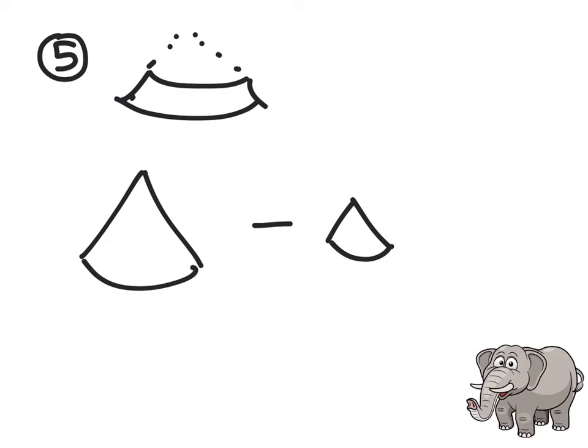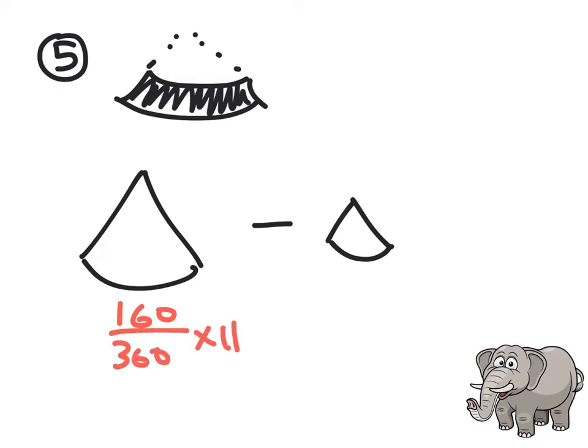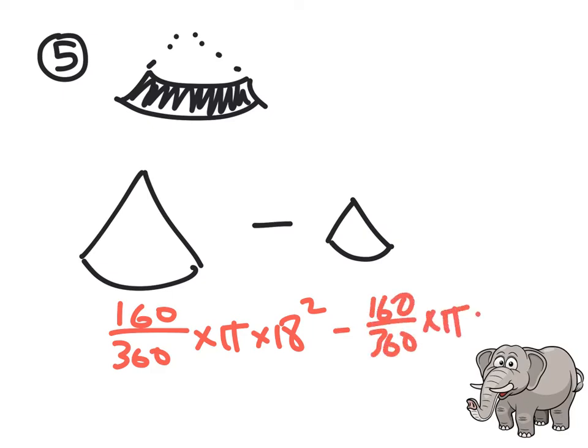Question 5, calculate the shaded area, this area here. Well, that's found by taking the big sector here and then subtracting the small sector at the top. So the formula for the big sector is the angle at the centre, 160, divided by 360 times pi r squared. And the question tells the radius of the big one is 18. And you need to take away from that, the angle is still 160. This time the radius is dropped down to 10. So just get your calculator working.